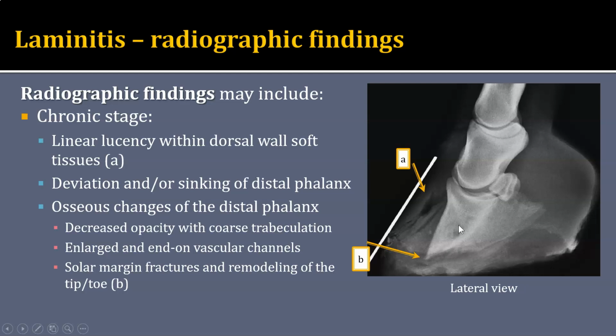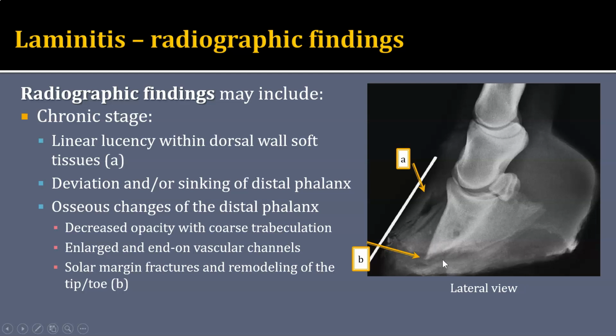Sometimes we can evaluate sinking of the distal phalanx, and that can be more difficult and challenging to identify in a radiograph. Typically, if you think about where that extensor process of the distal phalanx should be, it should be at about the level of the junction between the hoof and the coronary band. Sometimes people will actually put a marker on the coronary band. And so in this patient, there probably is some sinking as well.